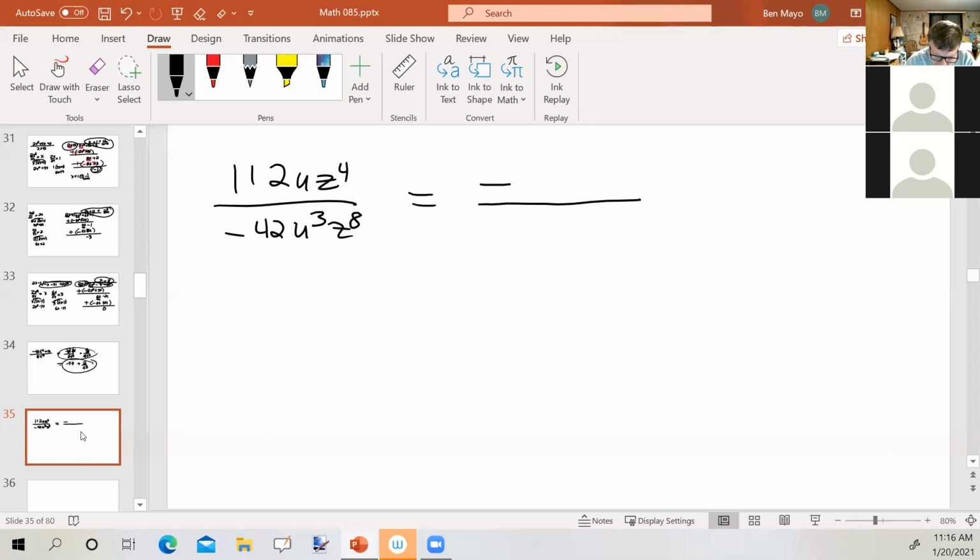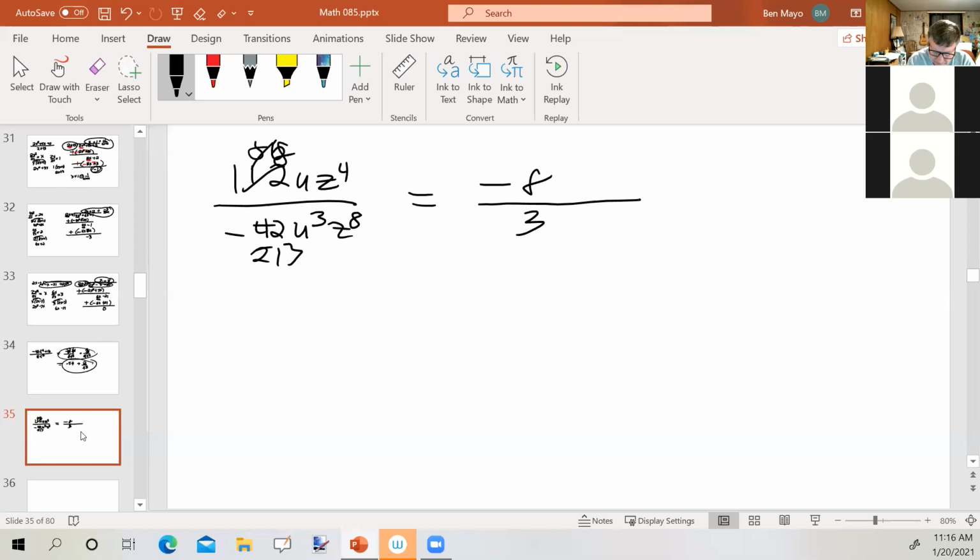Let's see, what goes into 112 and also goes into 42? I know 2 goes in. This would be what, 56 over 21? Oh, what goes into 56 and also goes into 21? Would that be 7? It would be. This would be an 8 and a 3, so I get negative 8/3.